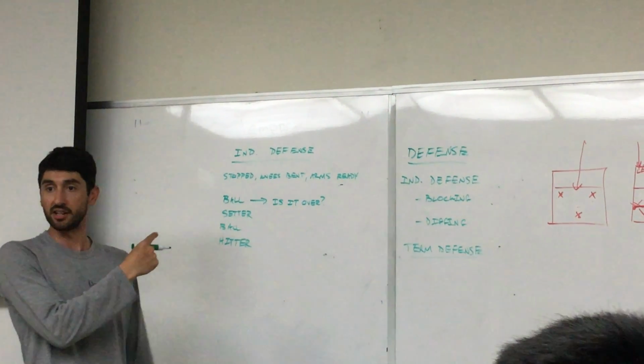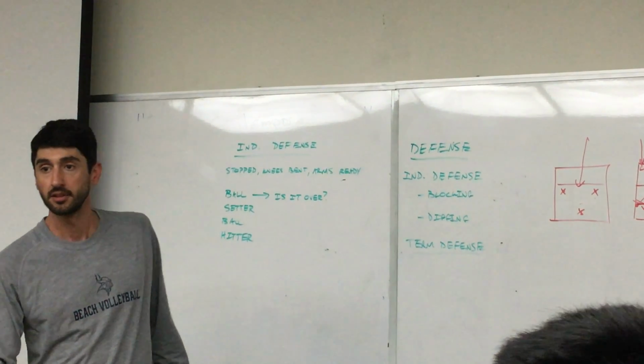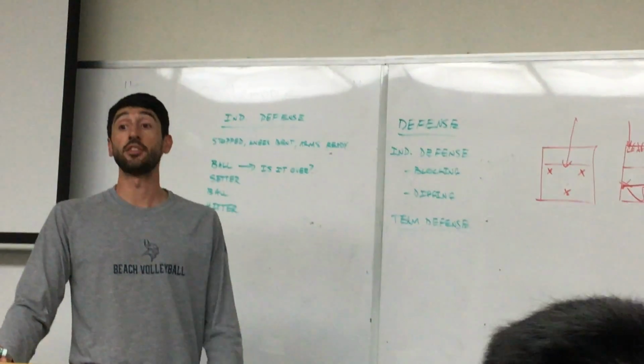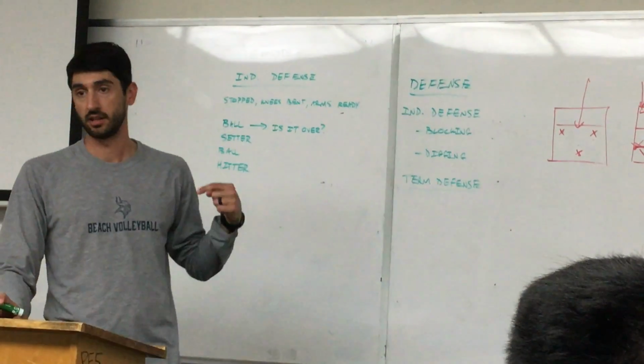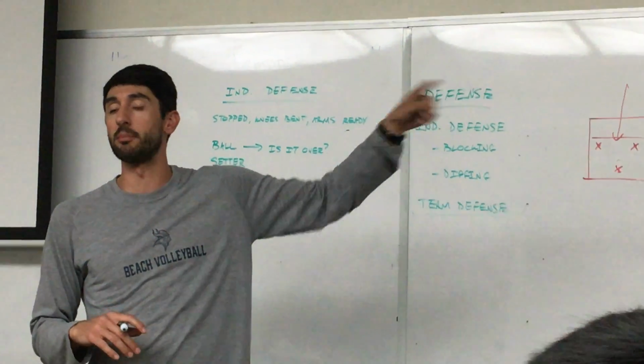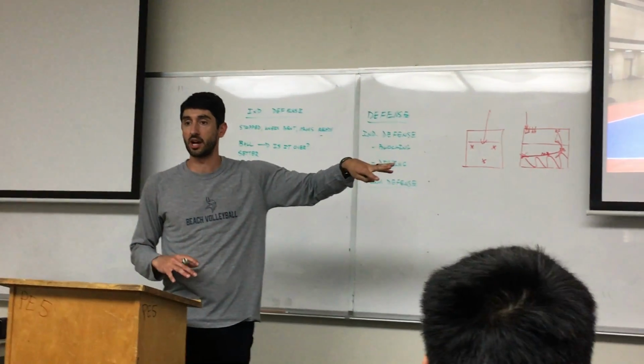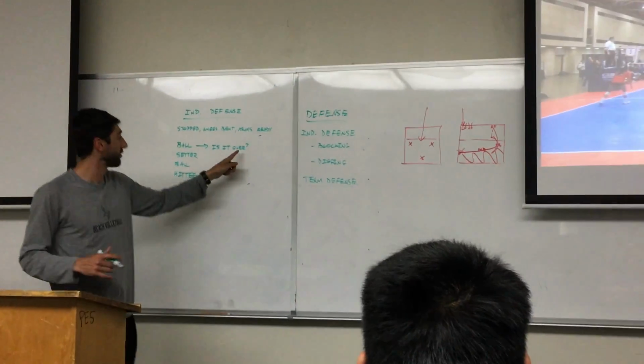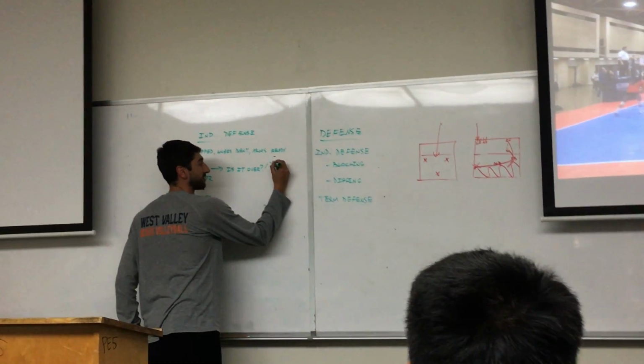Why do we have to ask that, Eli? So that we know the question: is it coming over to our side? That's the question we're asking. So we ask ourselves, is it over? In that scenario, did the ball go over the net or did it stay on the opponent's side? Okay, so if it's over, if we answer yes, what do we have to do?